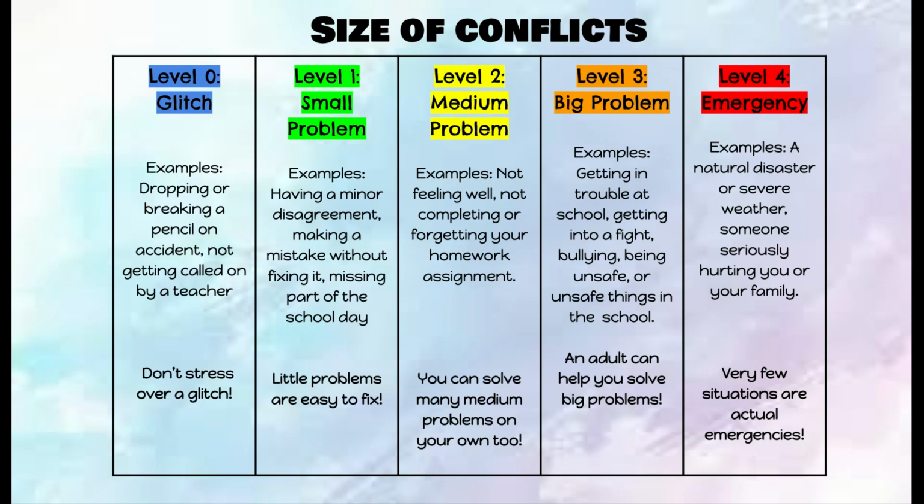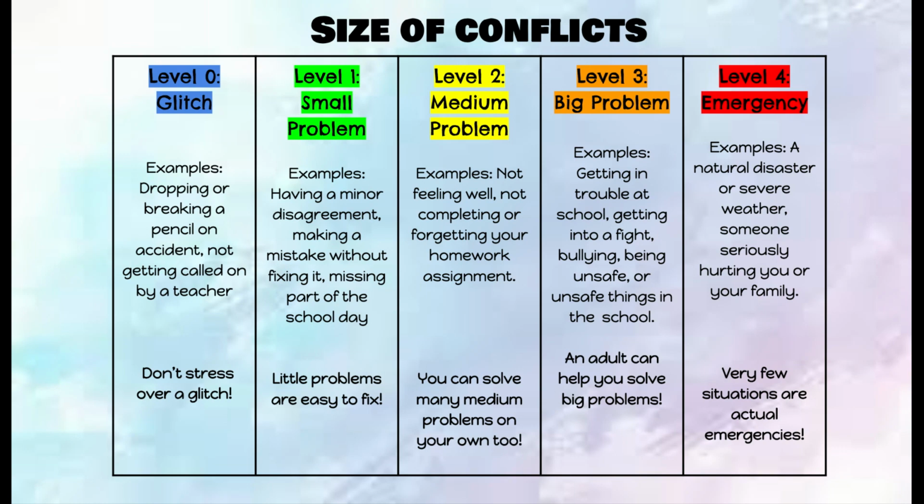Level 1 is a small problem. Little problems usually have easy little fixes. That's what I always think of. Having a minor disagreement with a friend, maybe about what color to color something, making a mistake without fixing it, or missing part of the school day. That's a small problem, but those have some easy small fixes, like you could get your assignments from your teachers, compromise with your friend, or reflect on that mistake and fix it.